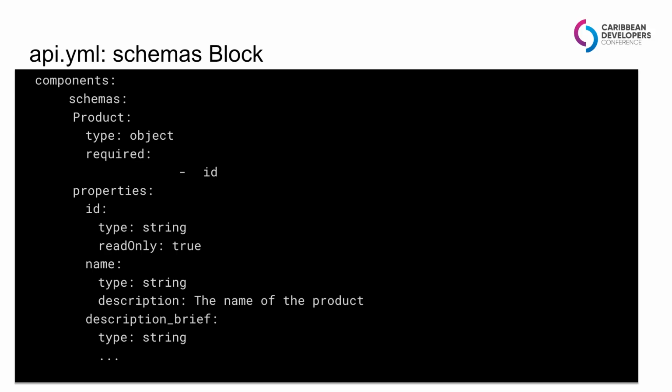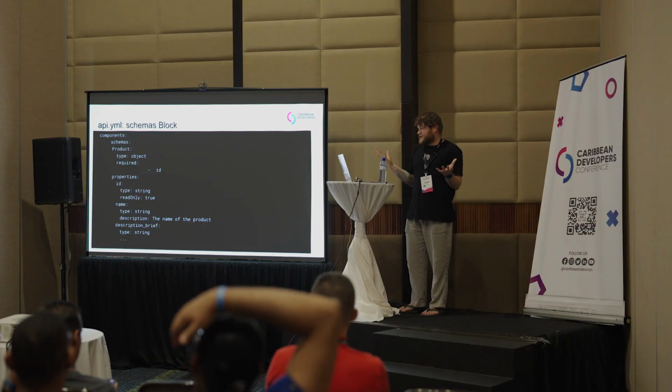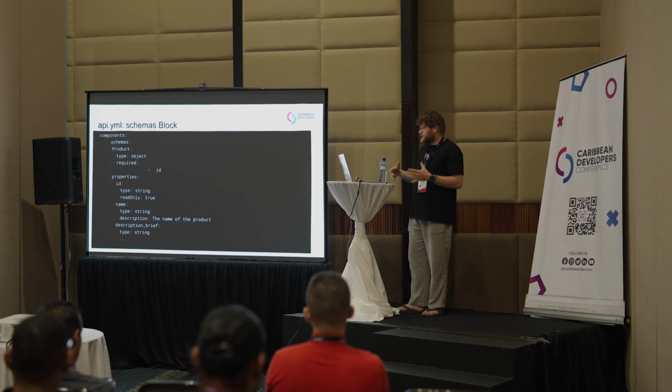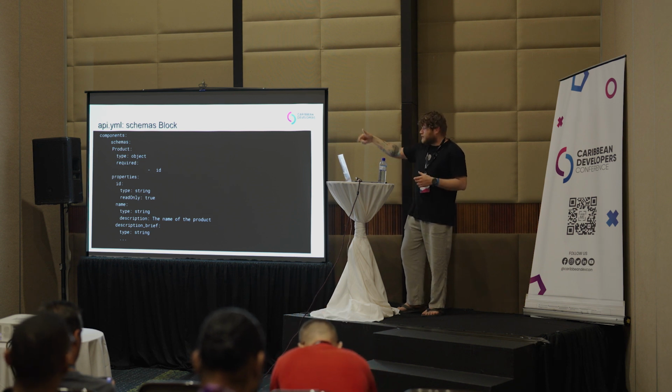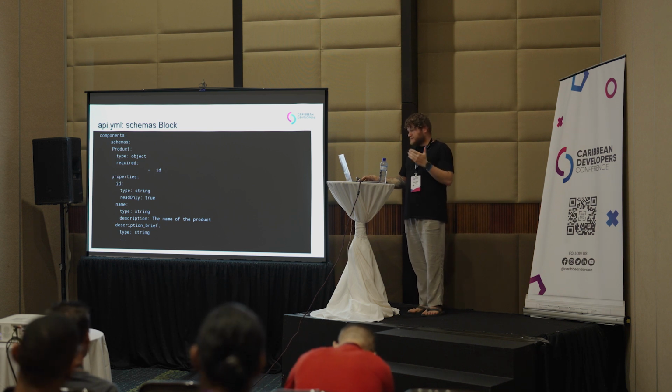So you build out essentially schemas and endpoints. We'll talk about schemas here. Schemas are pretty much just model objects, right? You might have a product object, which is a type of object, kind of like a Python dictionary. Your ID is required, and then you list out the different properties, and they're implicitly optional.